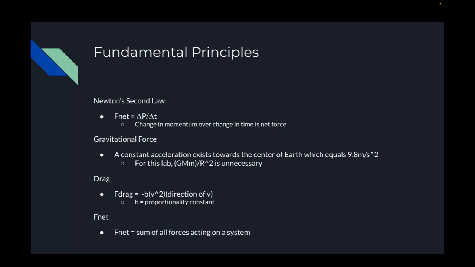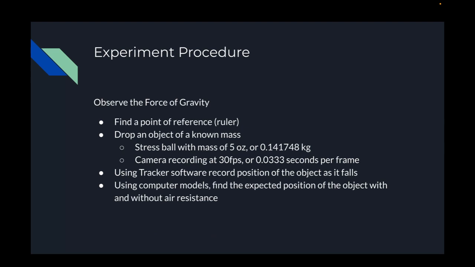For this experiment, we are going to use a point of reference, which in this case is going to be a ruler. We're going to drop an object of a known mass, which in this one is a stress ball with a mass of 5 ounces, or 0.14 kilograms. And using Tracker, we're going to record the position of the object as it falls. Using the computer models, we're going to find the exact position of the object with and without air resistance.